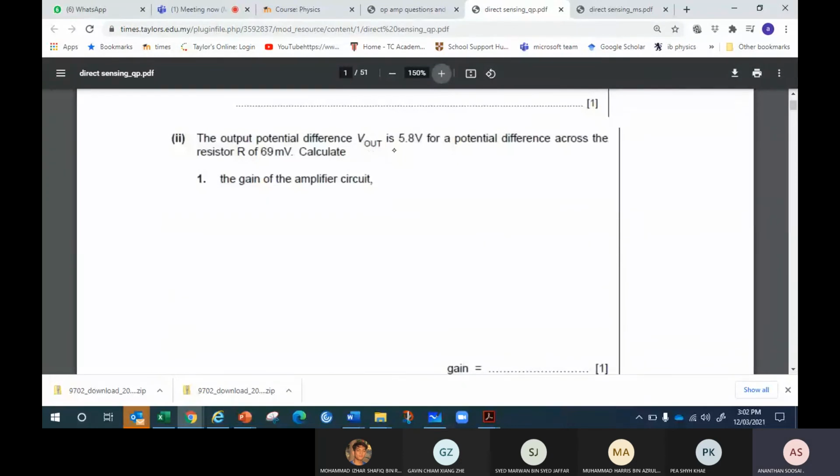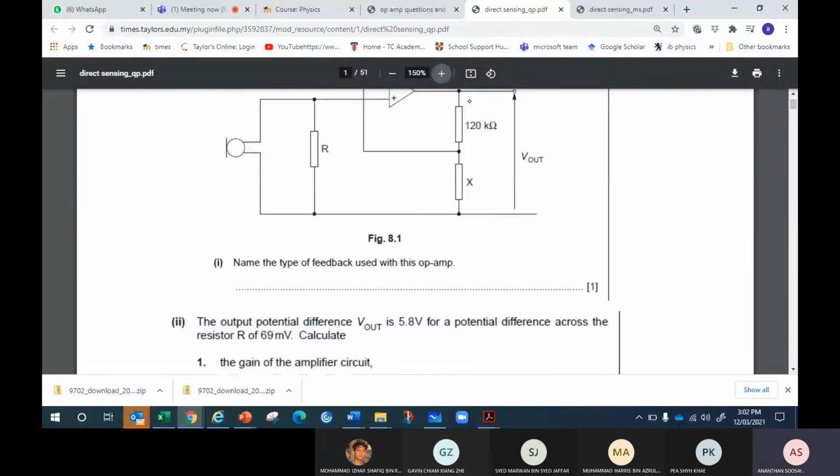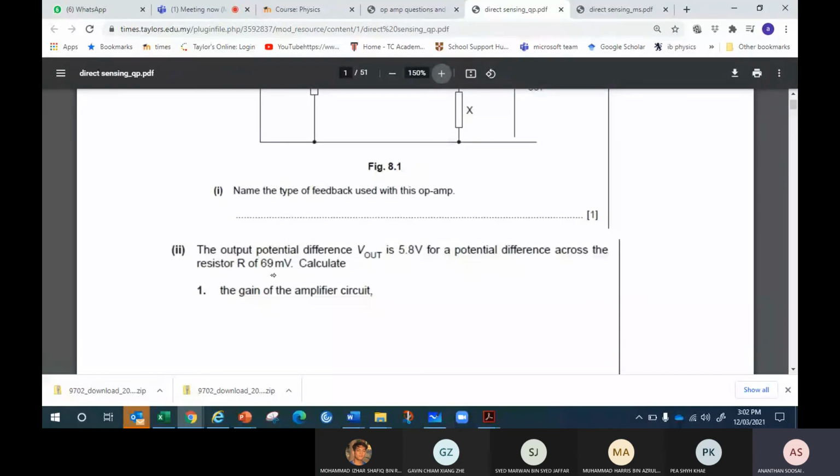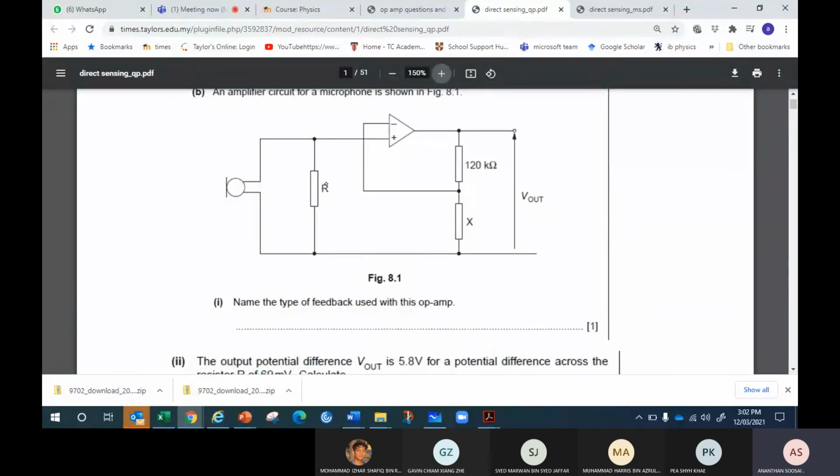The output potential difference V out is 5.8. The potential difference across the resistor is 69 millivolt. Calculate the gain of the amplifier. So what is that? Output is 5.8. The resistance is 69 millivolt, which means the voltage used by the microphone is 69 millivolt. Means the voltage input here is 69 millivolt. They're asking what is the gain.